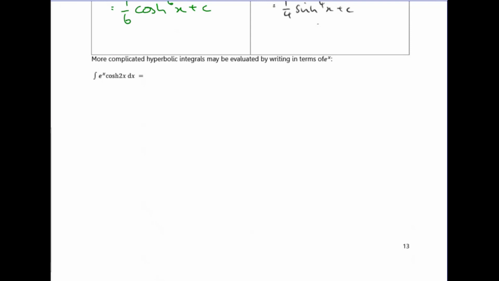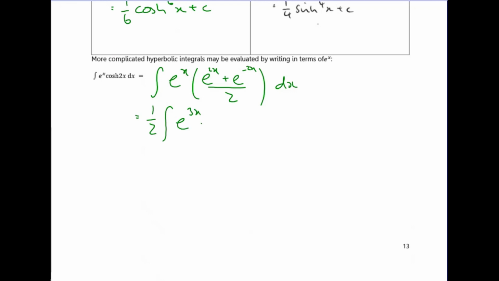Instead, what you can do is you can turn your cosh into exponentials and integrate it that way. So if we write cosh in terms of exponentials, we know cosh x we can write as e to the x plus e to the minus x over 2, and instead of x we've got 2x in, so it's e to the 2x plus e to the minus 2x over 2. All I need to do now is expand this out and bring the half up to the front just to neaten it up a little bit. So I get e to the 3x, and then e to the x times e to the minus 2x gives you e to the minus x.